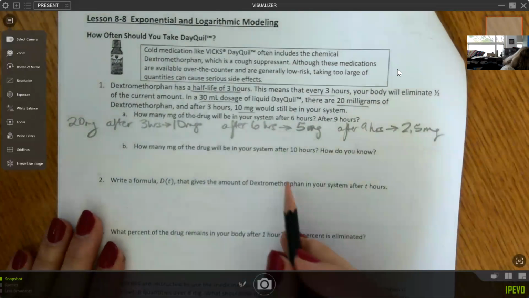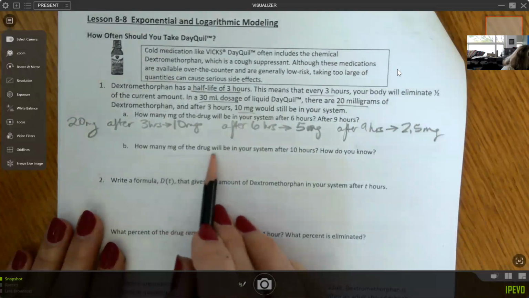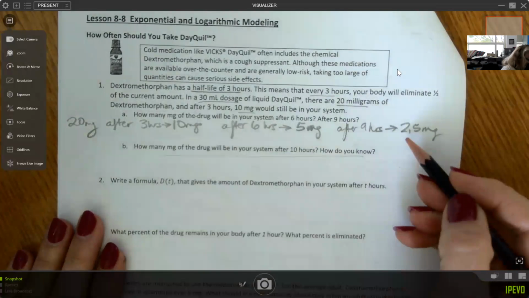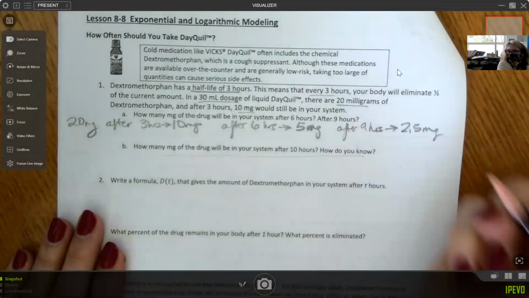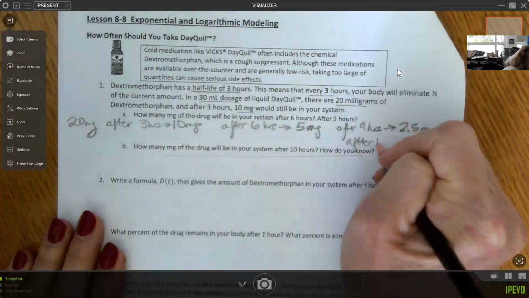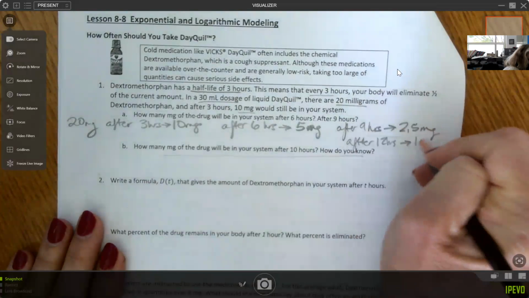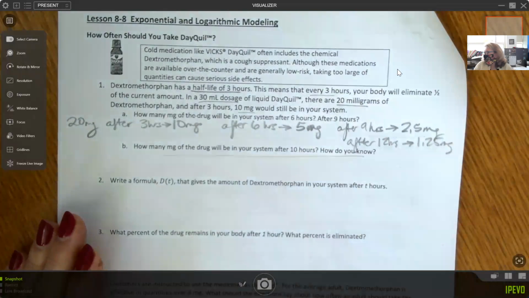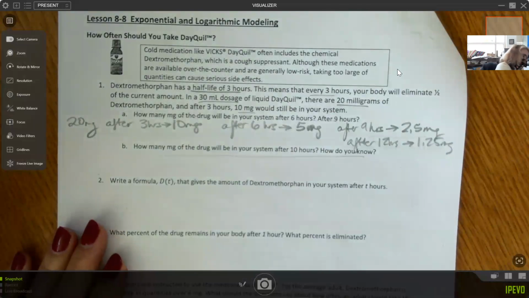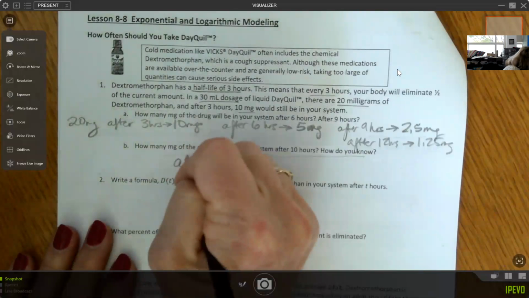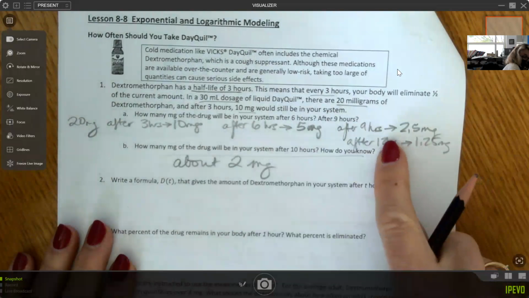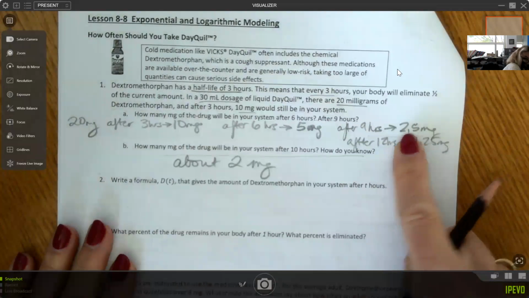and so then it says how many milligrams of the drug will be in your system after 10 hours. Well, after 9 hours, there's 2.5. We can go another 3 hours, right? And say after 12 hours, there'd be 1.25 milligrams. So to answer this, did people say about 2? That was a reasonable answer, okay? To say about 2 milligrams, because right after 9 hours, I had 2.5. After 12 hours, I had 1.25.